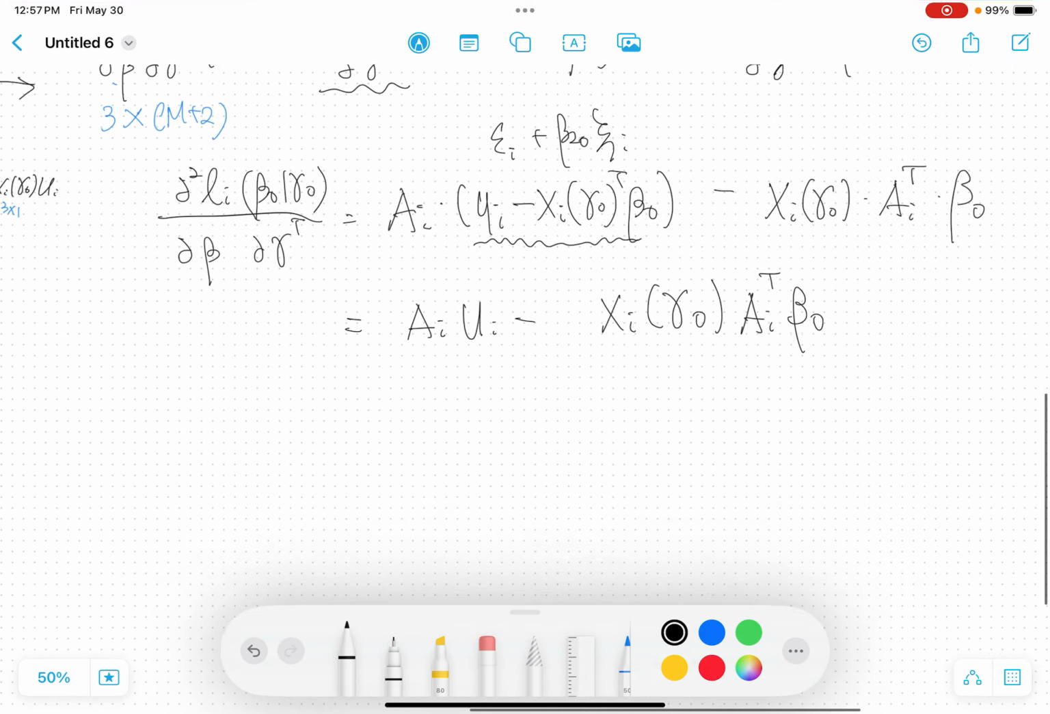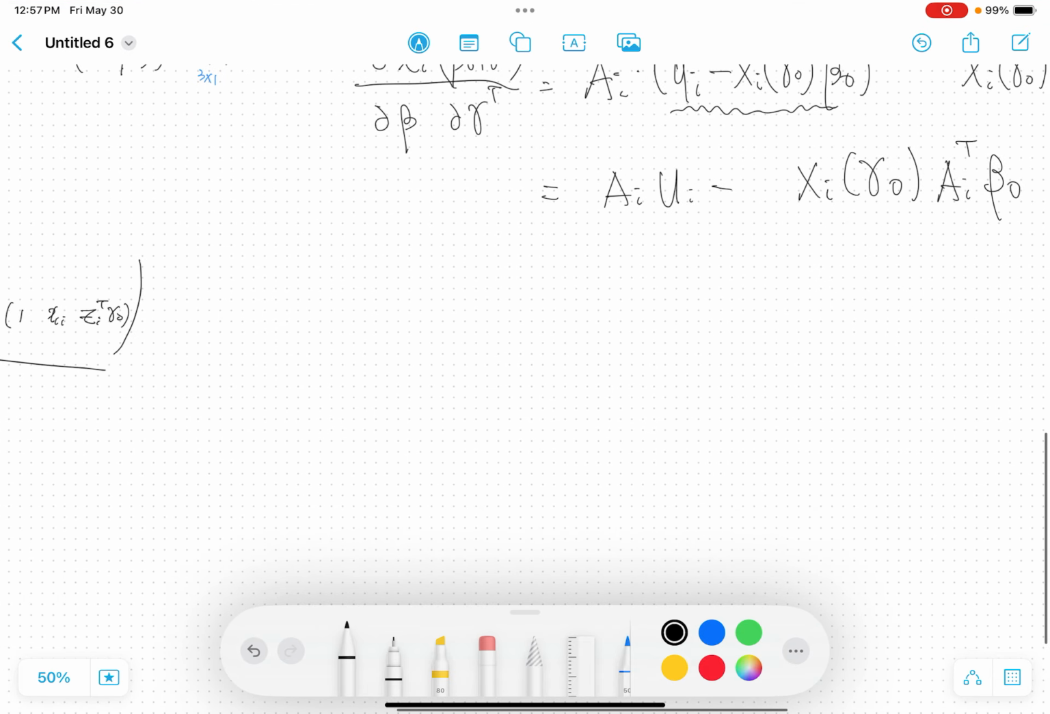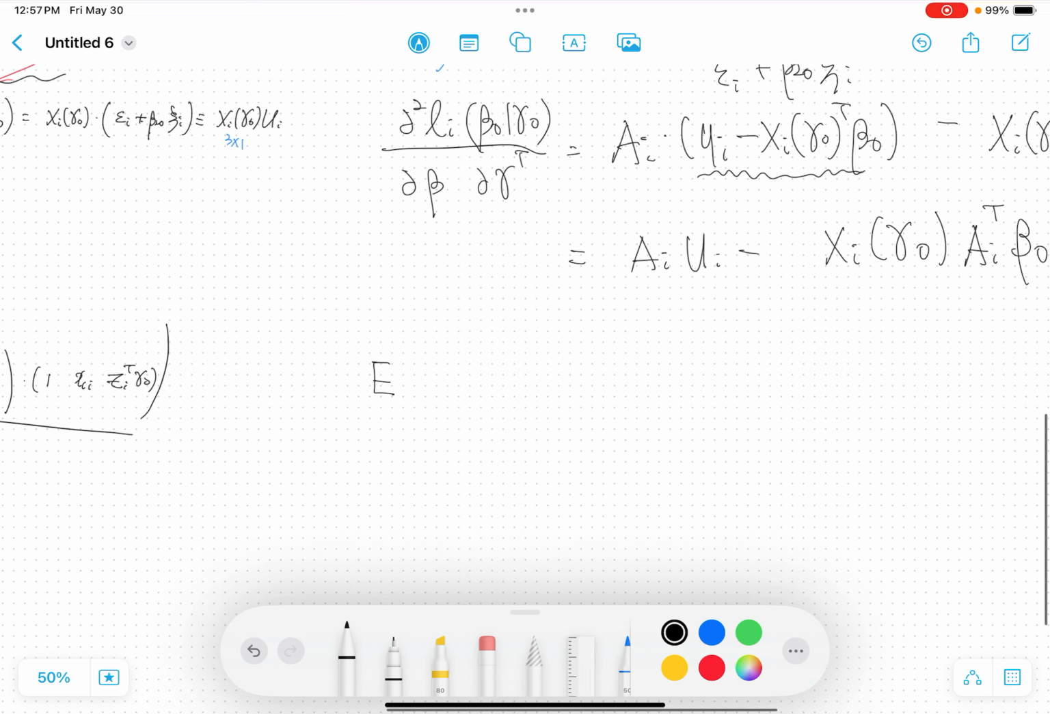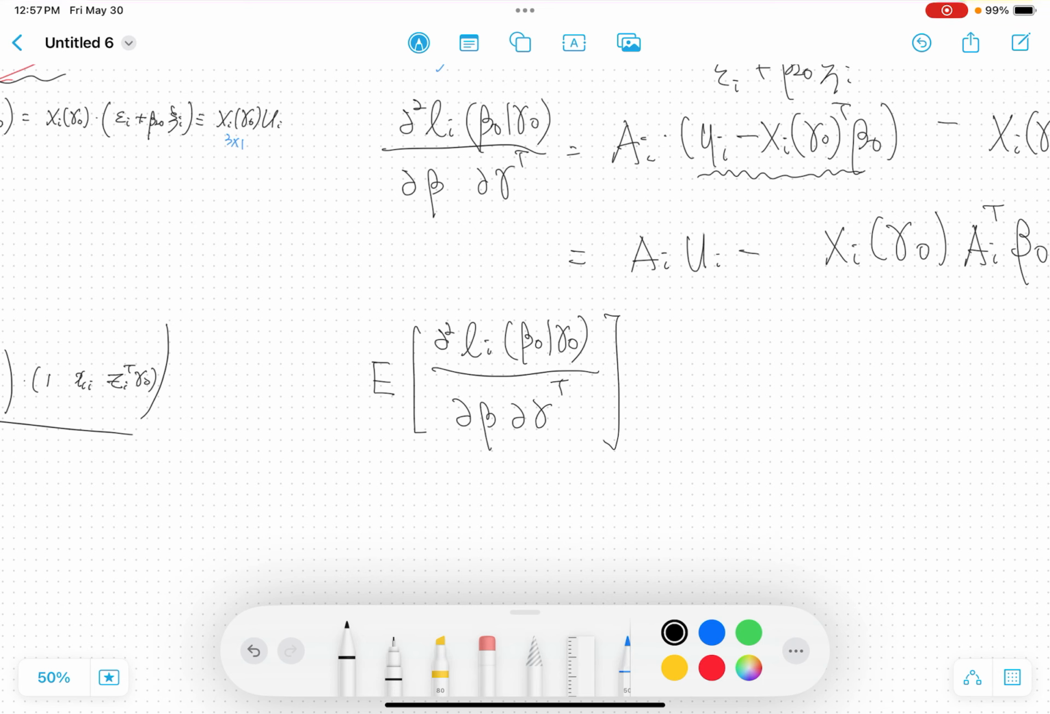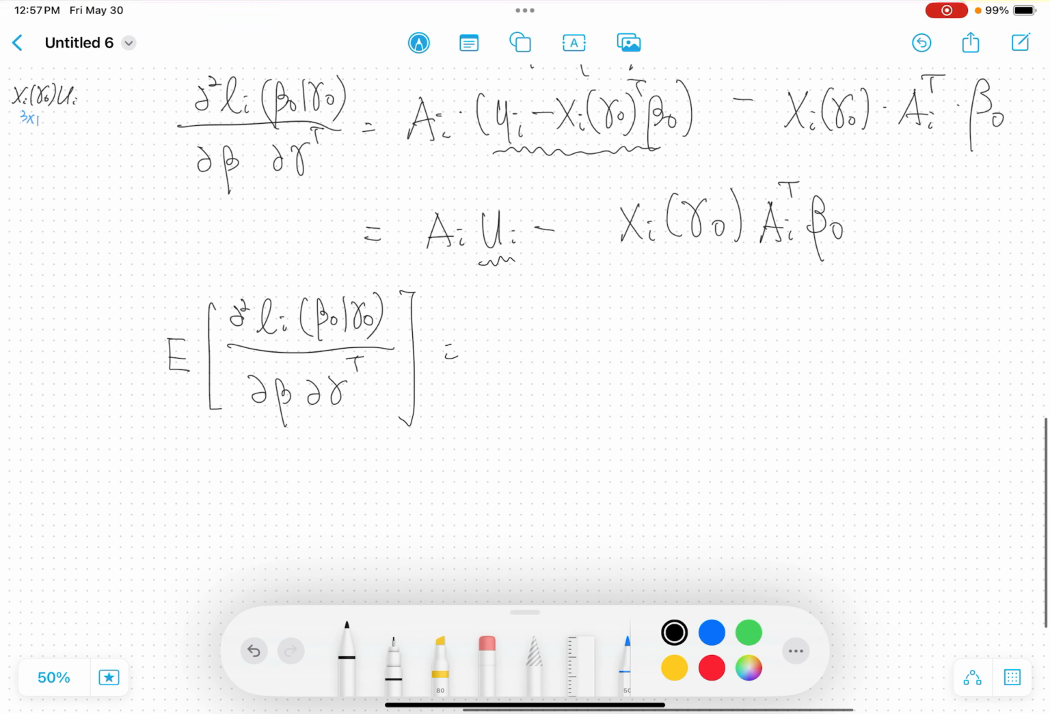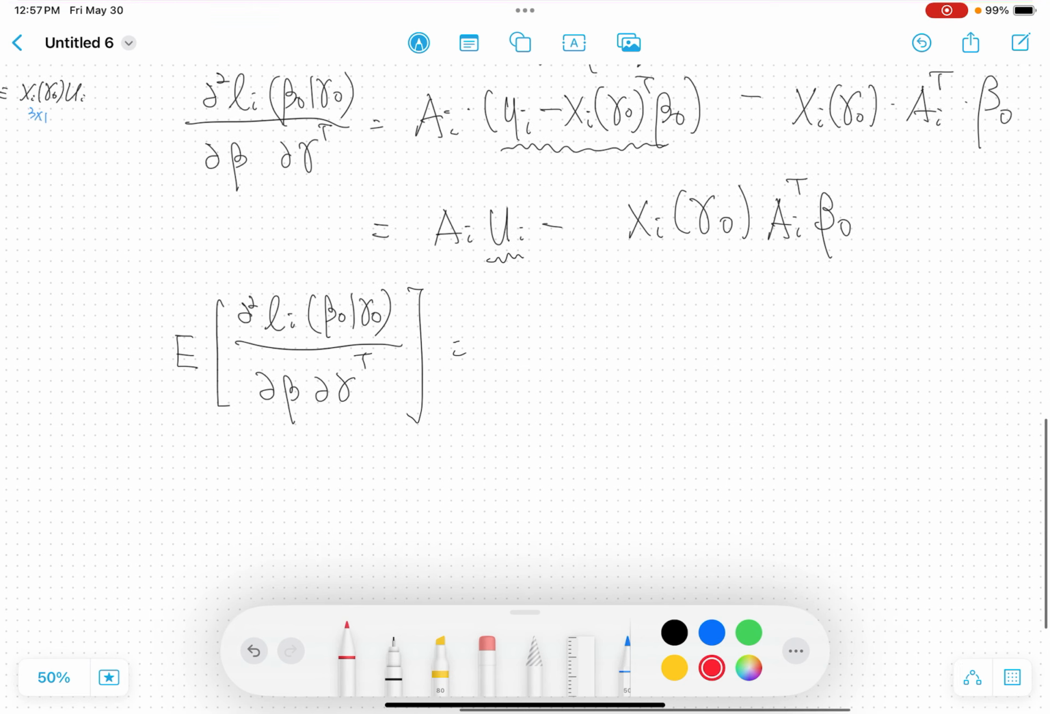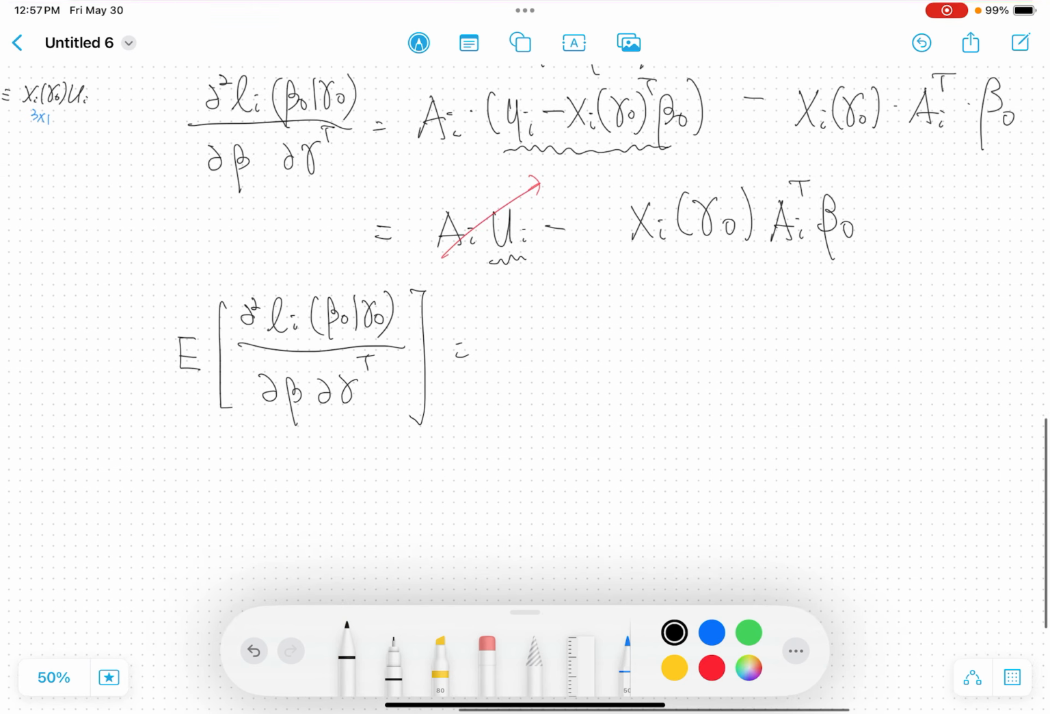And now I will take expectation. Take expectation of the cross derivative at beta 0 and gamma 0. Then expectation of u will be 0, so this term goes away. And you have minus expectation of xi gamma 0 times AI transpose beta 0 is what you have. Okay.